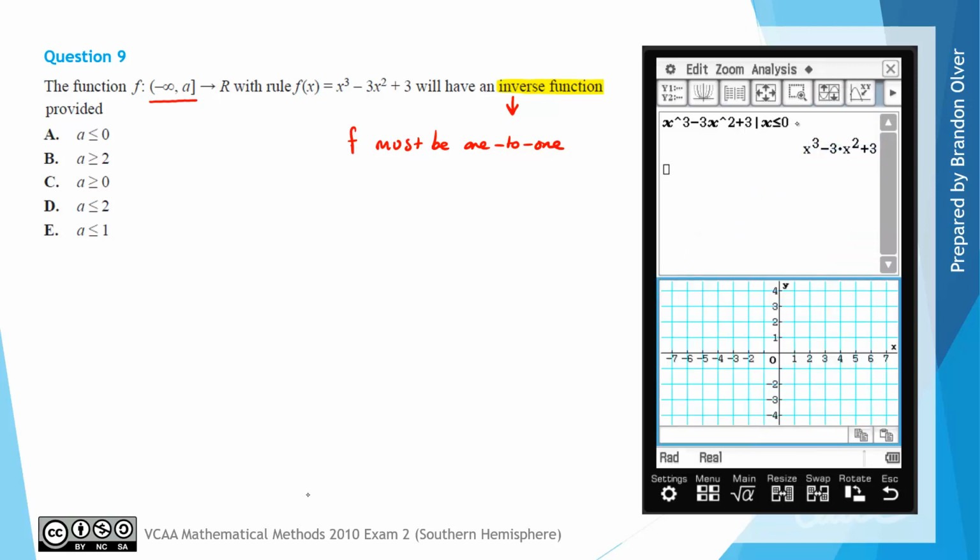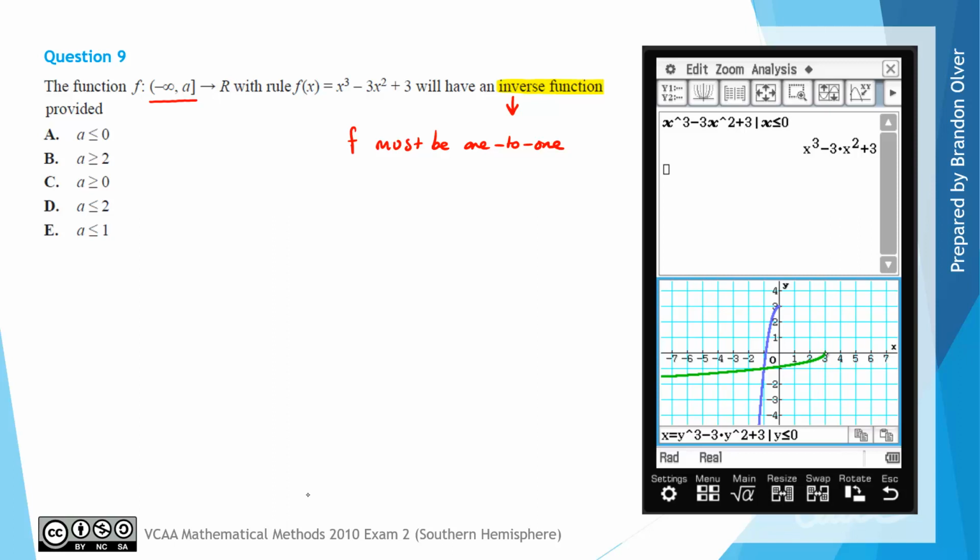Now dragging down from the left-hand side so that we can see that restriction's included, we've now just got part of this graph such that it's 1-to-1. So now when I go Analysis, Sketch, Inverse, we can see there we have a 1-to-1 inverse function as well.